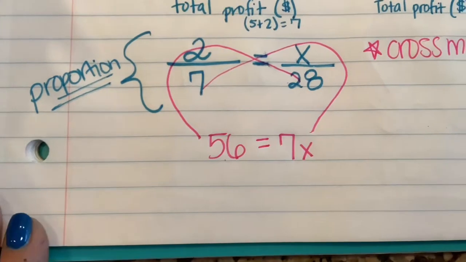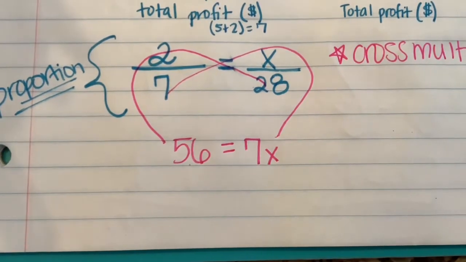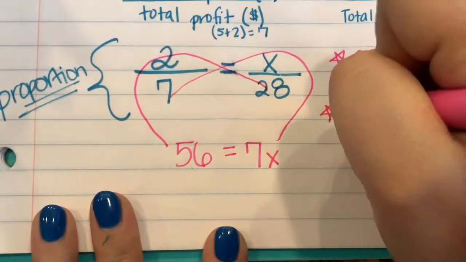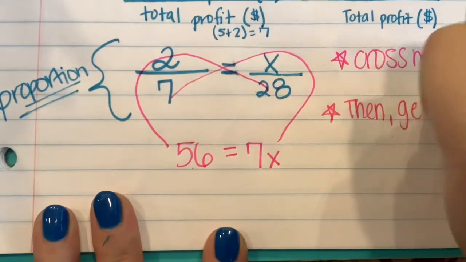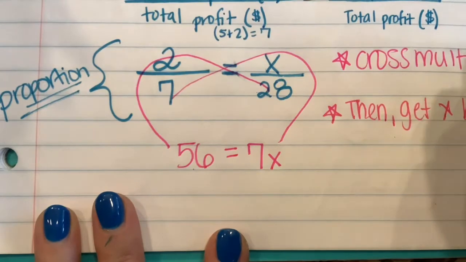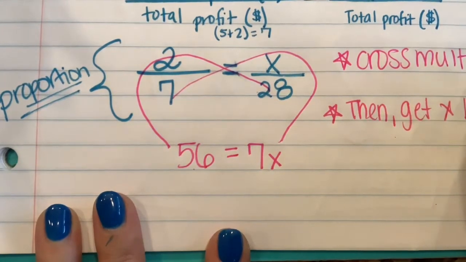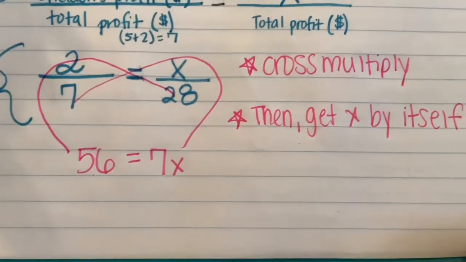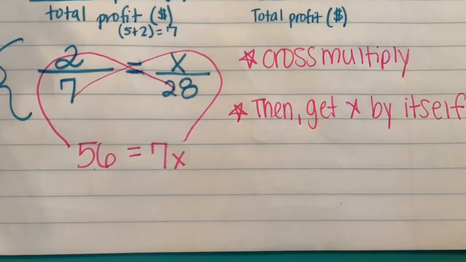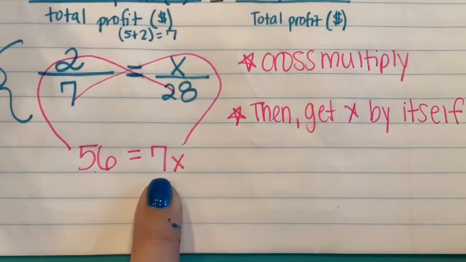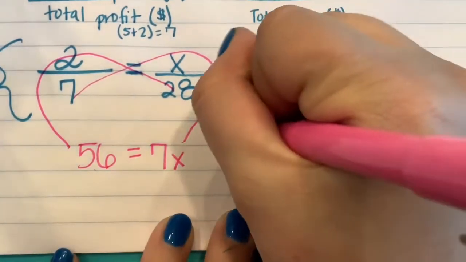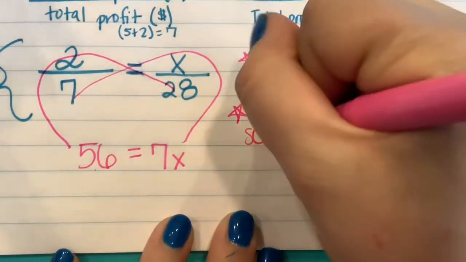The next step is I need to get x by itself, get x alone. Let's write that down. And when I get x by itself, I'm going to divide by the number next to the x. So the number sitting next to the x is a 7 in this case. So let's write that on our step.